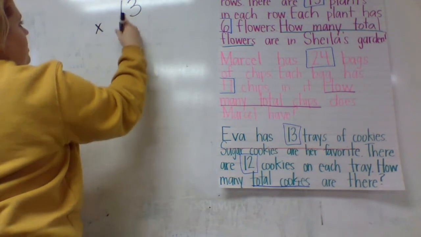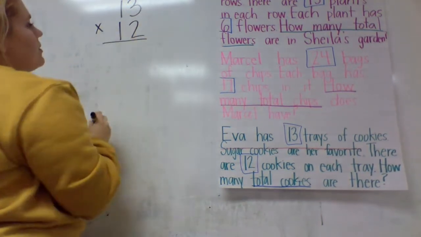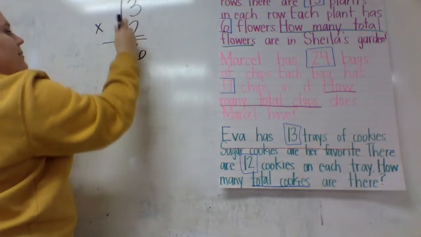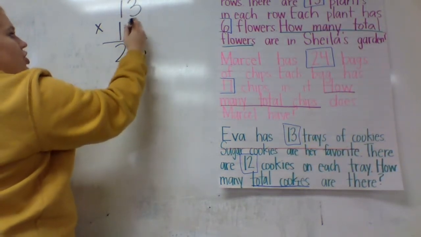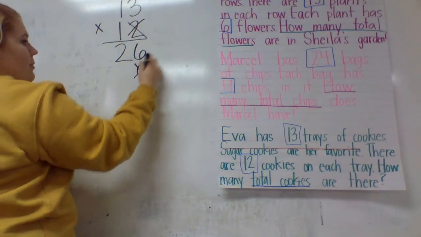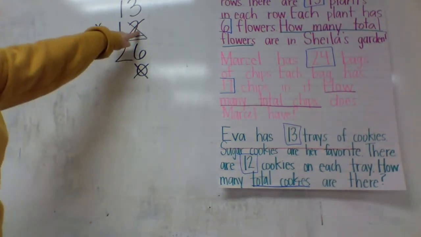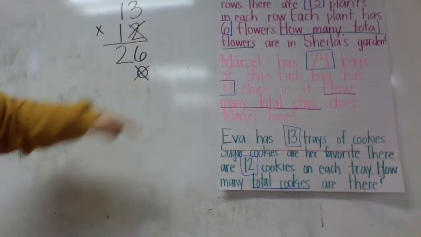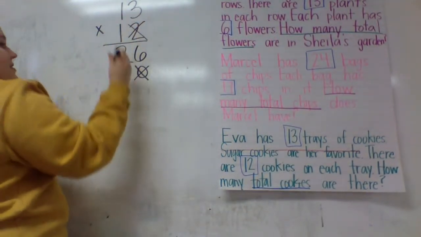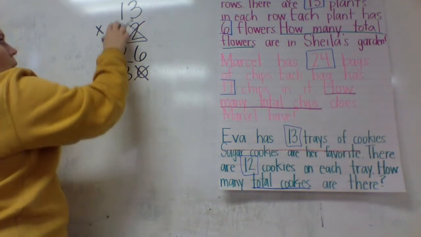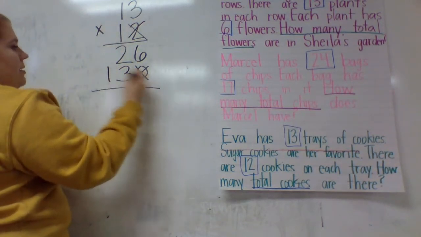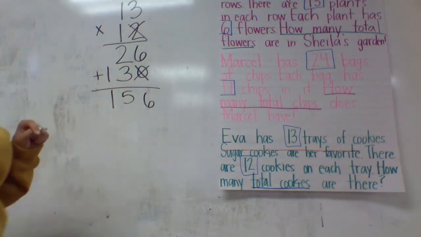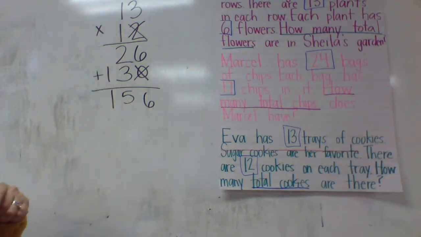13 times 12. 2 times 3 is 6. 2 times 1 is 2. My 2 is finished. I'm also going to drop down and put my 0 because if I have nothing else that can be in my ones place, then there can be nothing here either. 1 times 3 is 3. 1 times 1 is 1. I'm going to add these up. 6, 5, 1. 13 times 12 is 156.